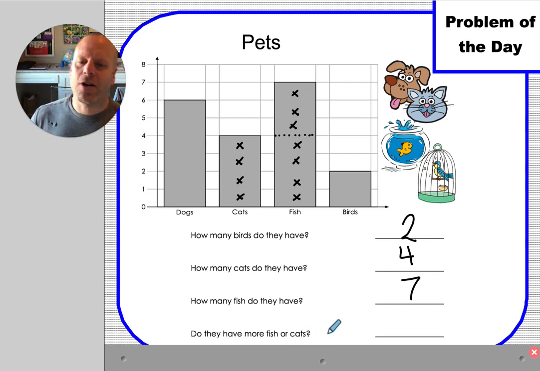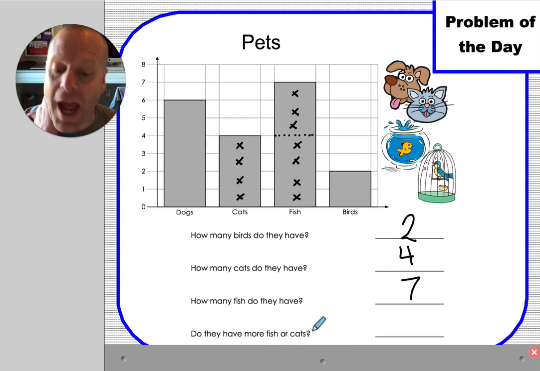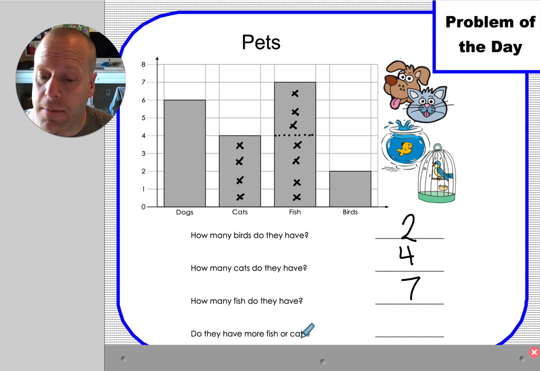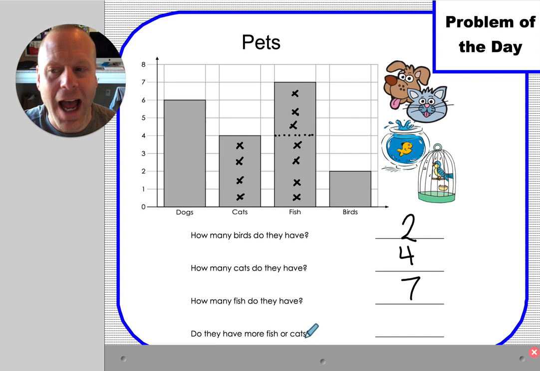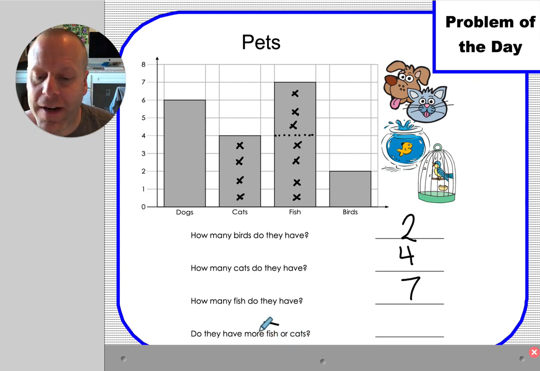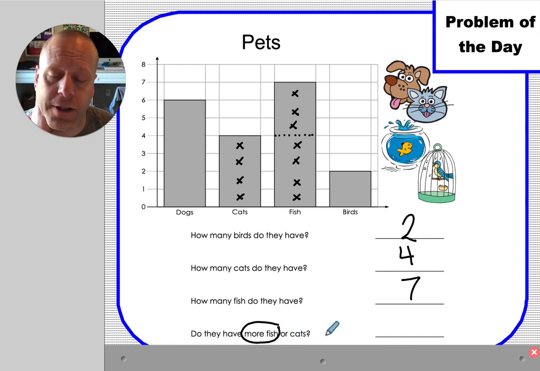Oh, and here they're talking about fish as compared to cats. Do they have more fish or more cats? And then I want to add to this question, how many more? So they definitely have more fish. Okay, so I'm going to circle that part of the answer. They have more fish. How many more fish do they have?